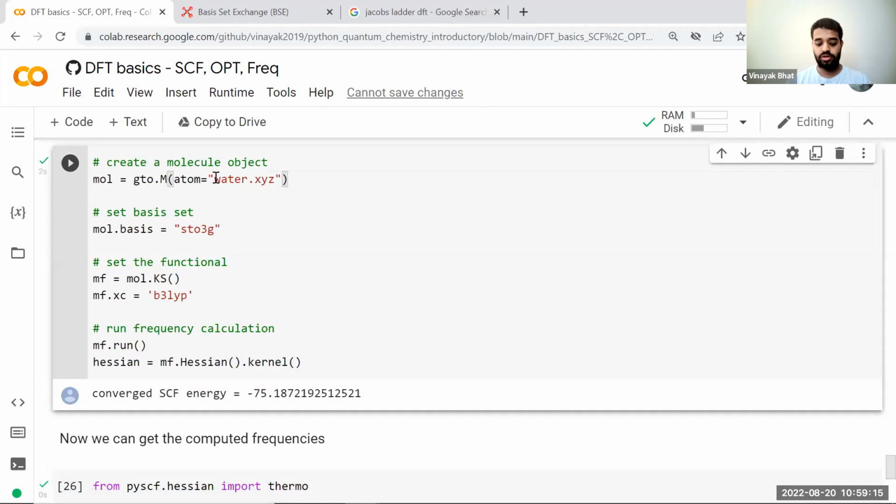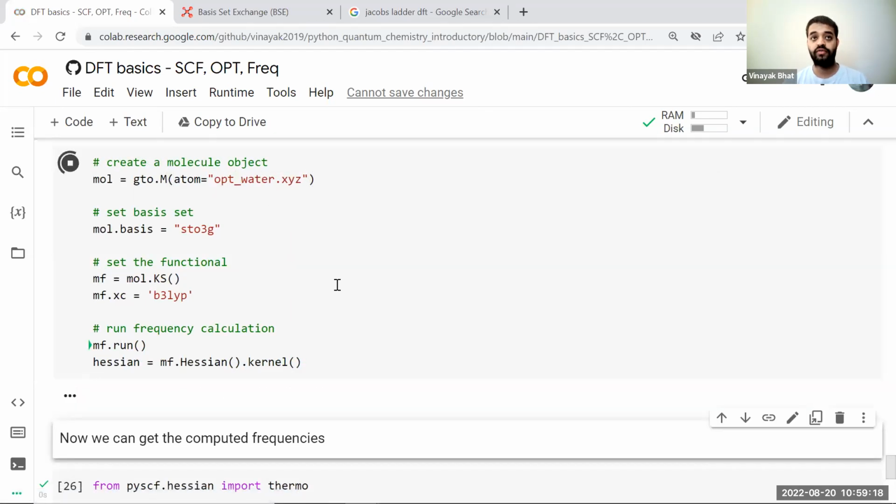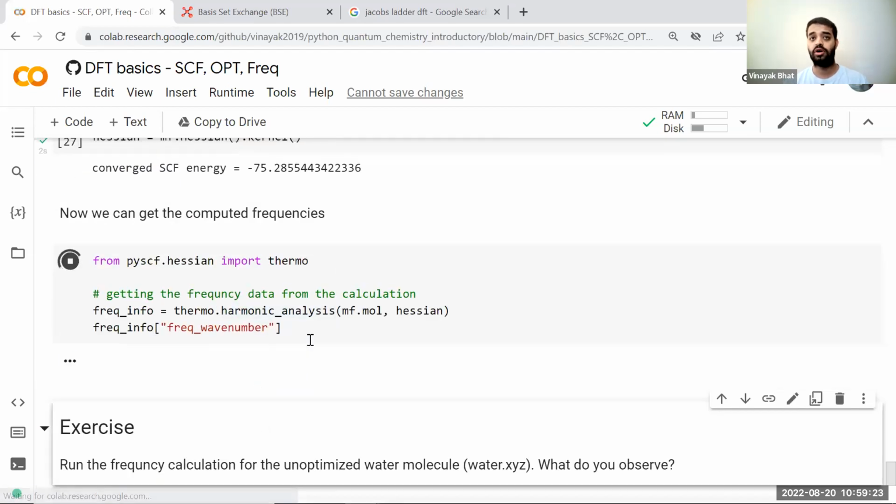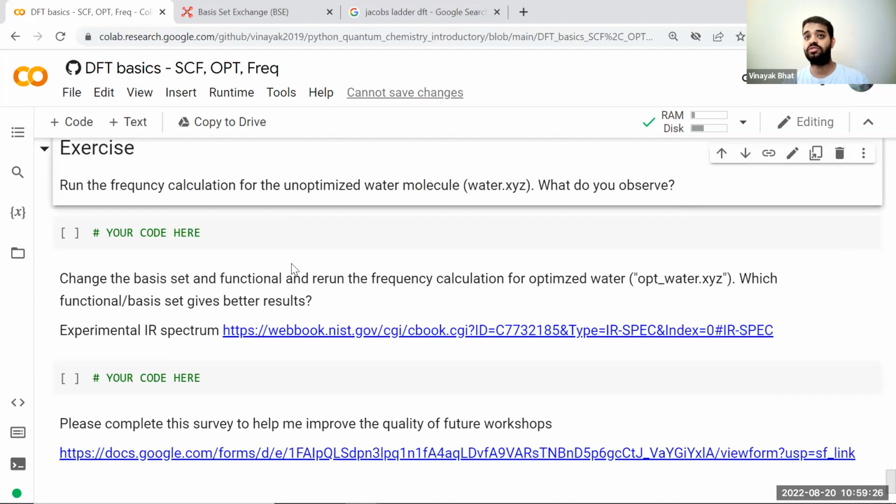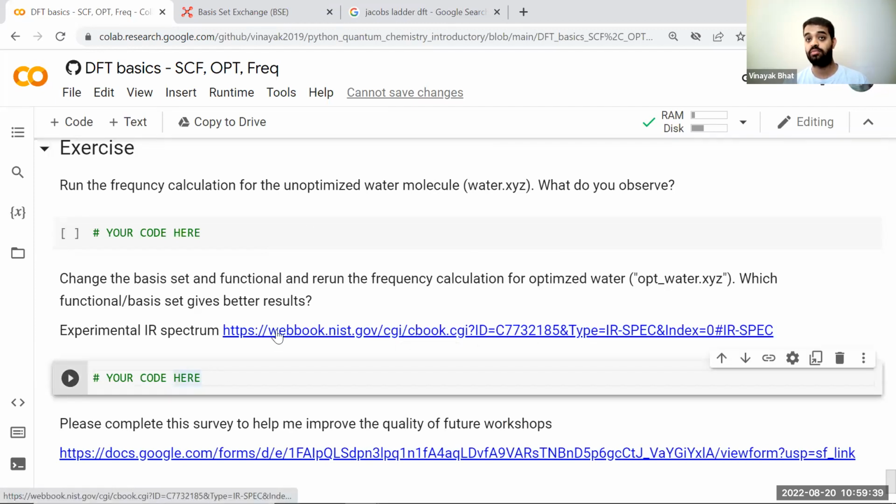So yeah, that's the end of the things that I had for you to look at in this tutorial. There are exercises here at the bottom. You can try running the frequency for the unoptimized water molecule. I showed you what happens, but you can try to reproduce this spectrum of frequencies with different basis sets and different functionals, and see what functional or what basis set gives you better results. Okay, and at the end we have a survey.